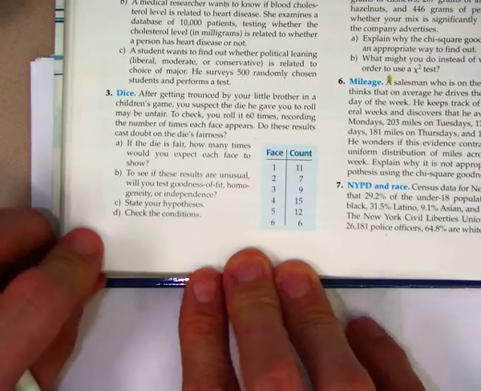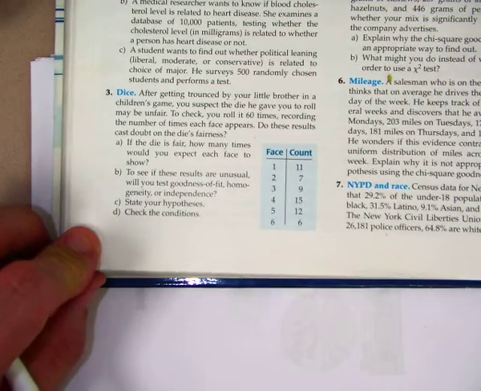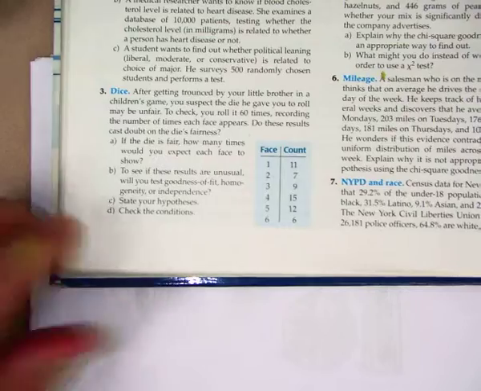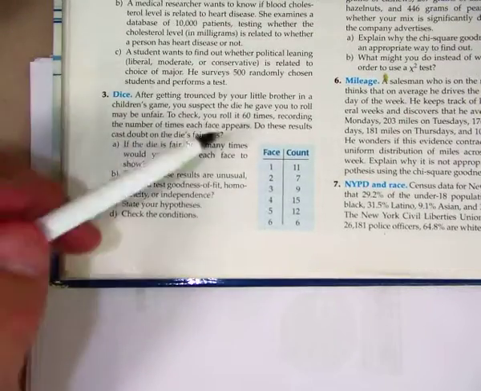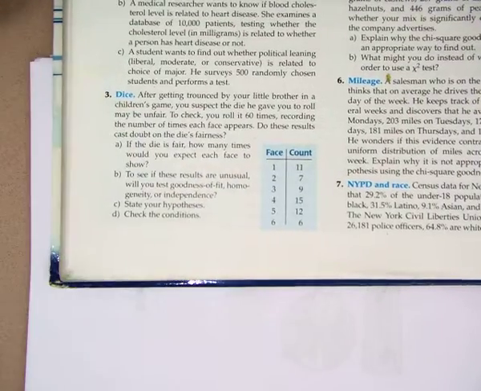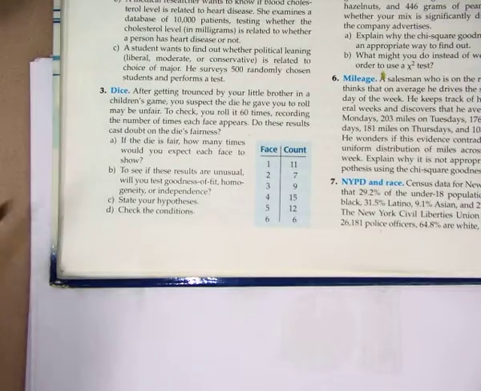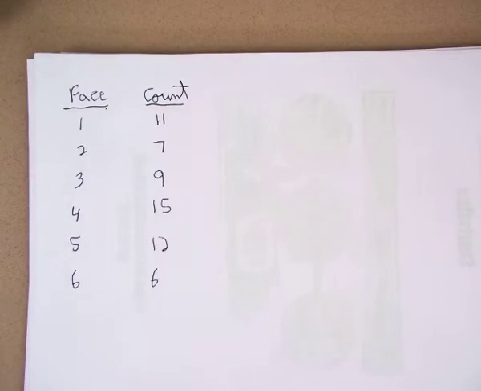Alright, so problem 3 here, we're rolling a dice 60 times. There are 6 faces right here, and here's the actual number of times each face came up, and then we're going to answer these questions A through G. Okay? So the first question is, how many times would you expect each face to show?